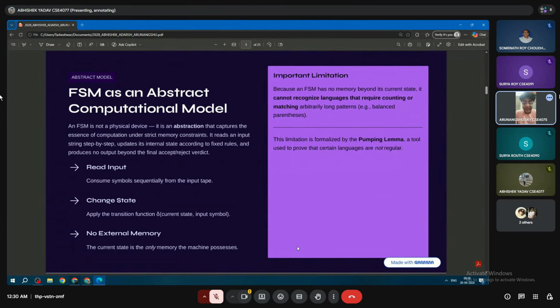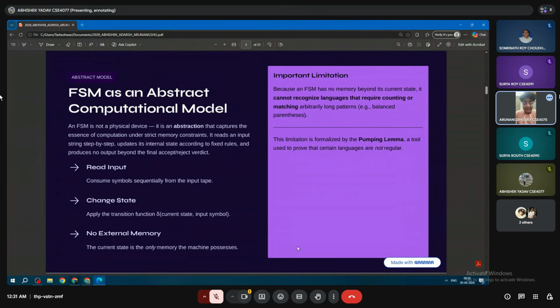Next slide is FSM as an abstract computational model. An FSM is not a physical device. It is an abstraction that captures the essence of computation under strict memory constraints, fixed memory. It reads an input step by step, updates its internal state according to fixed rules, and produces no output beyond the final accept or reject verdict. So the steps are as follows. First, read input: consume symbols sequentially from the input tape.